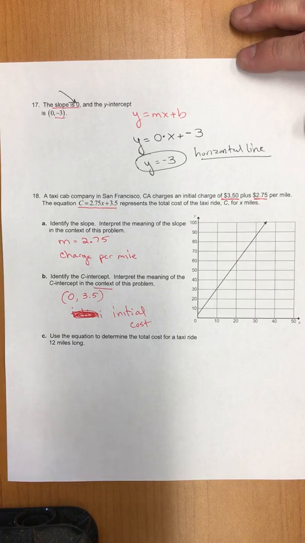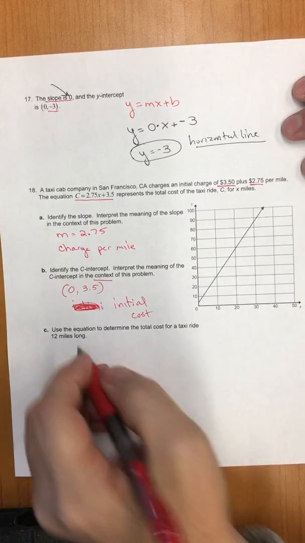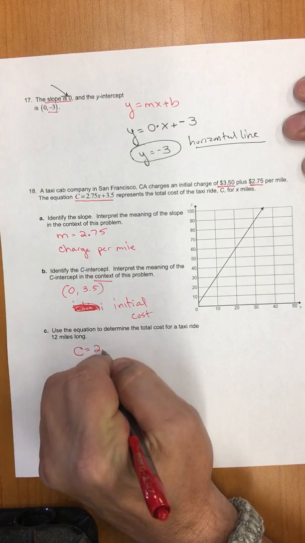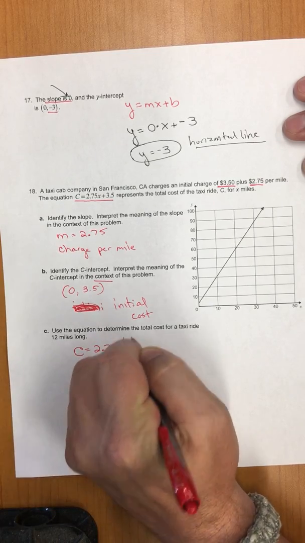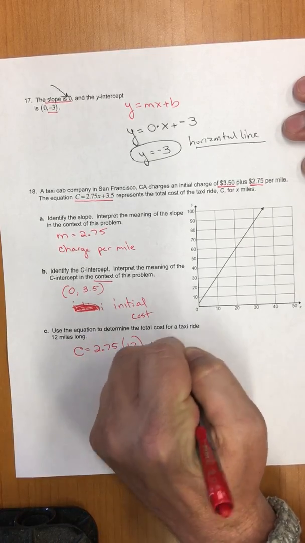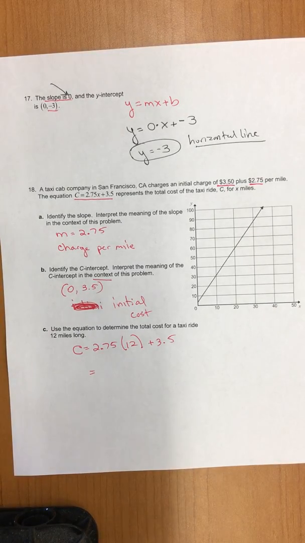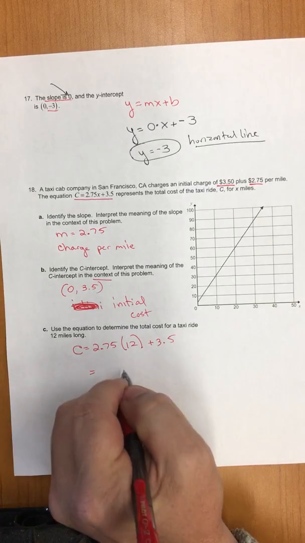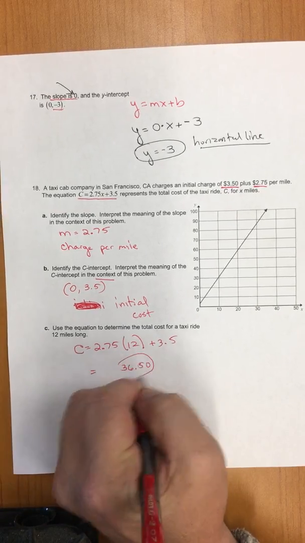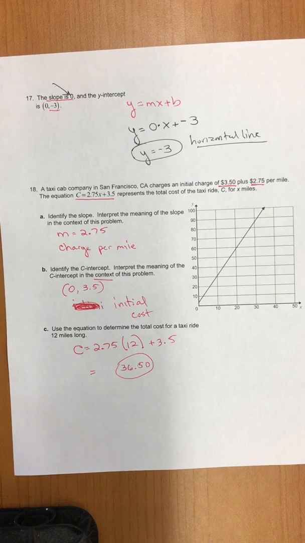Use the equation to determine the total cost for a 12-mile long cab ride, all right? So cost equals 2.75 times 12 plus 3.5. Of course, I'm going to use my handy-dandy calculator on this. Probably should have had it out already. 2.75 times 12 plus 3.5, whoops. $36.50 is how much the cab ride is going to cost you.